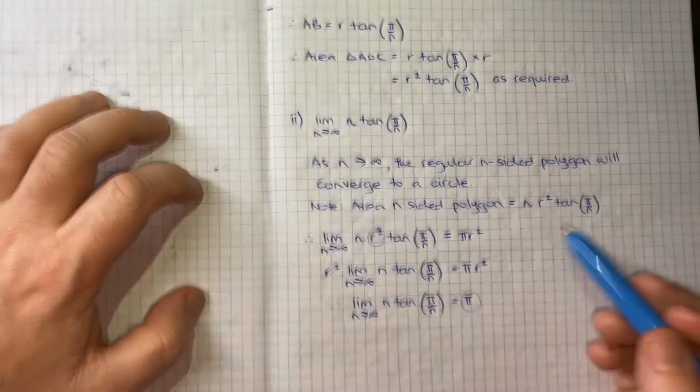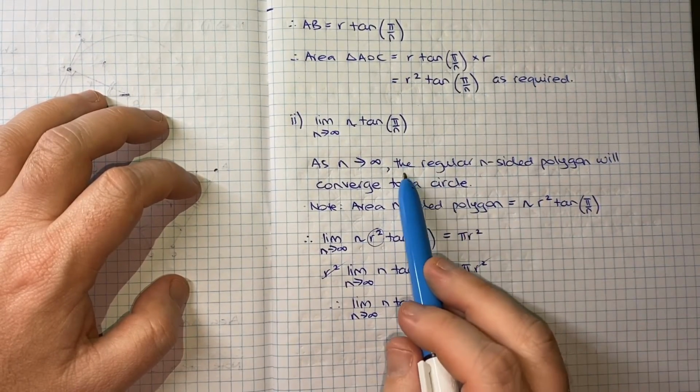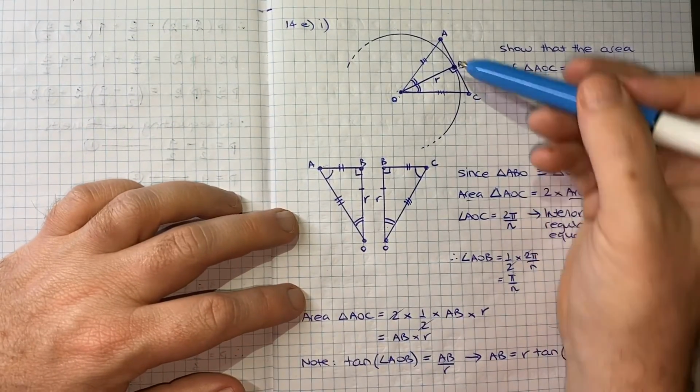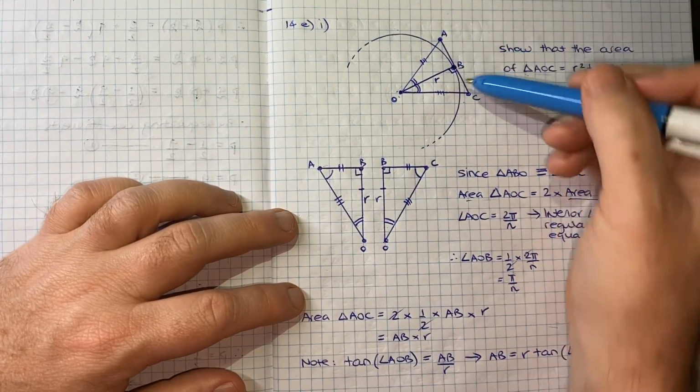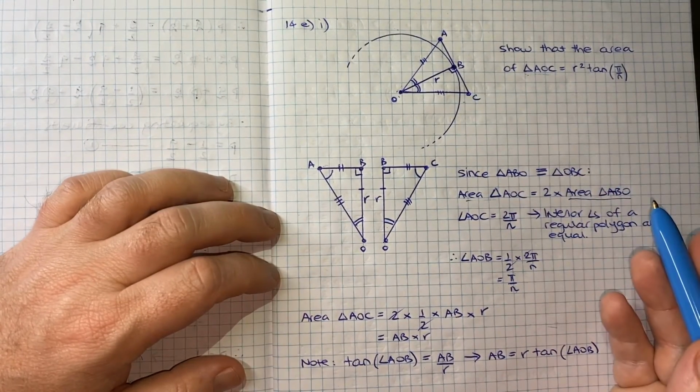So that's how you do part 2. So as you can see, it's not a huge amount of working. You just need to make that logical leap to notice that this polygon, as n gets bigger and bigger, you get closer and closer to it just becoming the circle.